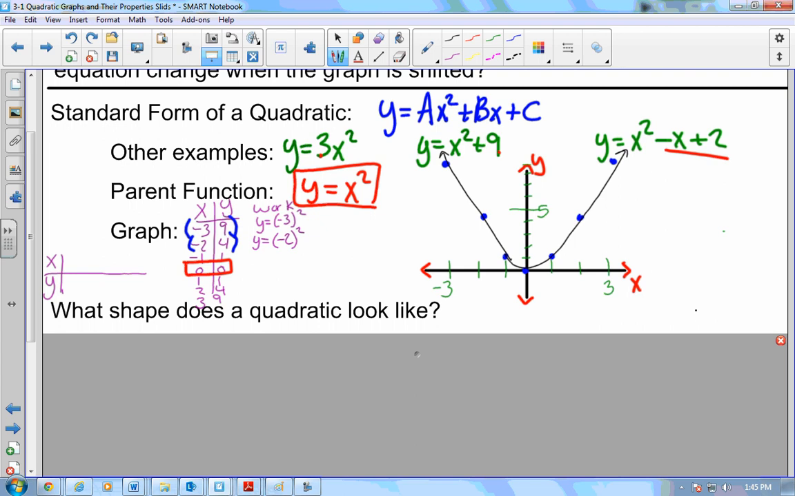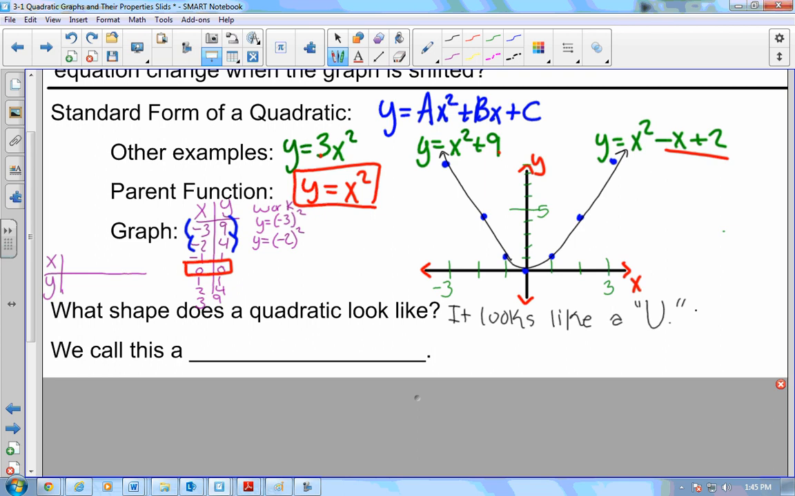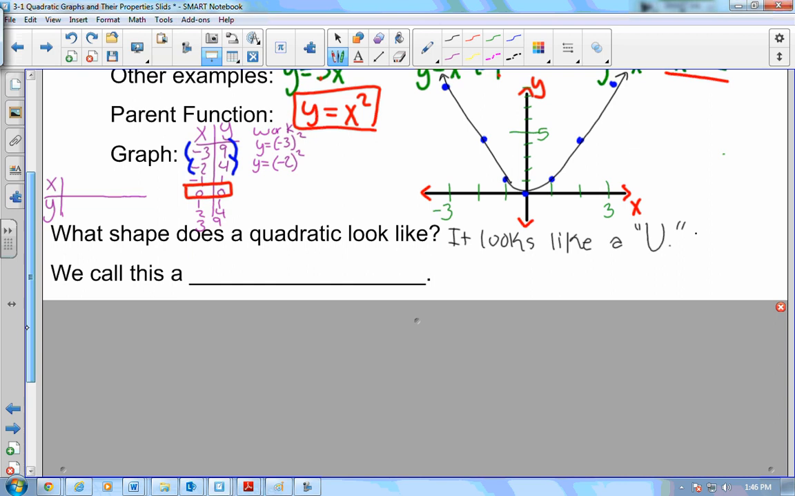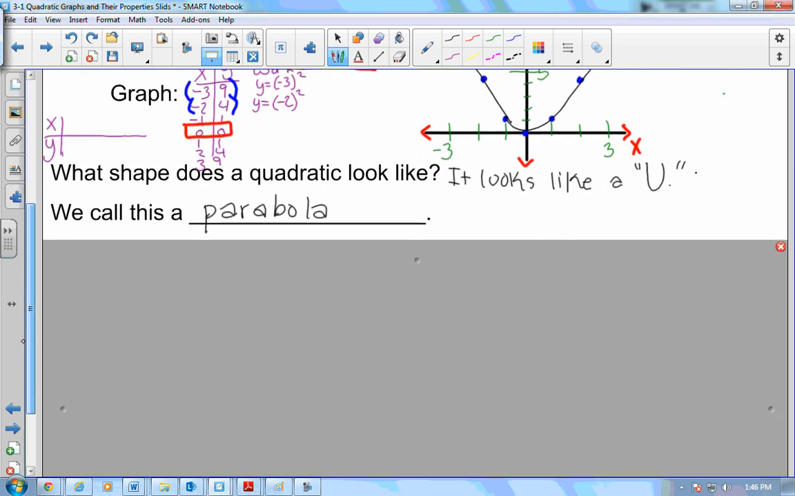So what shape does this quadratic look like? It looks like a U. Do we have a name for this U? Some of you have already heard the word quadratic, so does anyone know what we call this U? Starts with a P. Okay, it's called a parabola. Good, sparking some memories here. We call this a parabola.